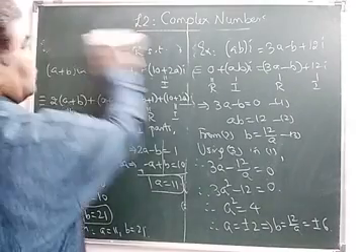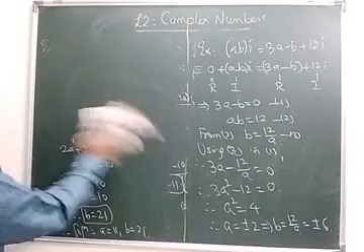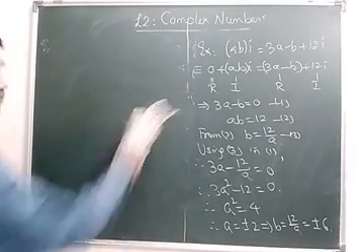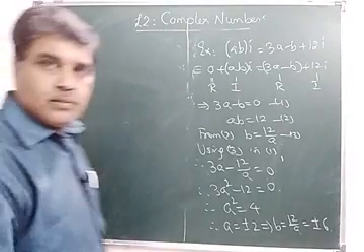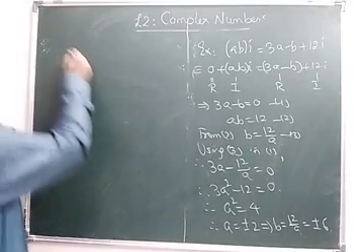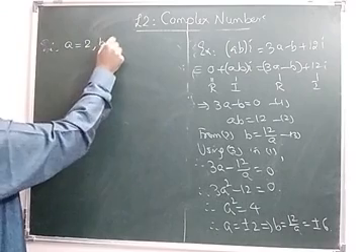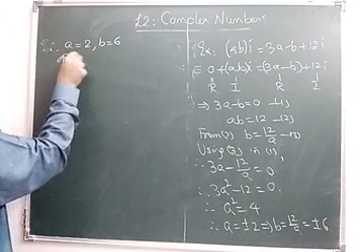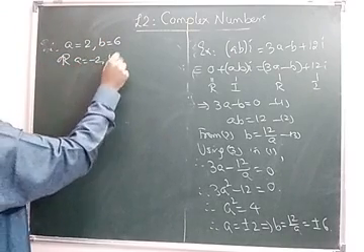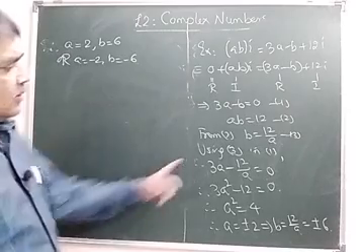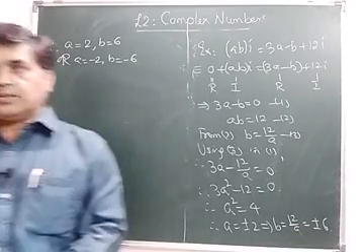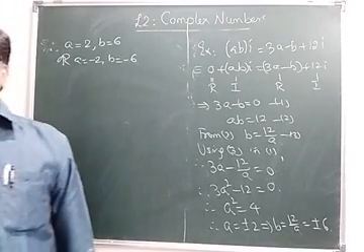Therefore, we have two solutions here. Therefore, we get a equal to 2, b equal to 6, or a equal to minus 2, b is equal to minus 6. There are two solutions.